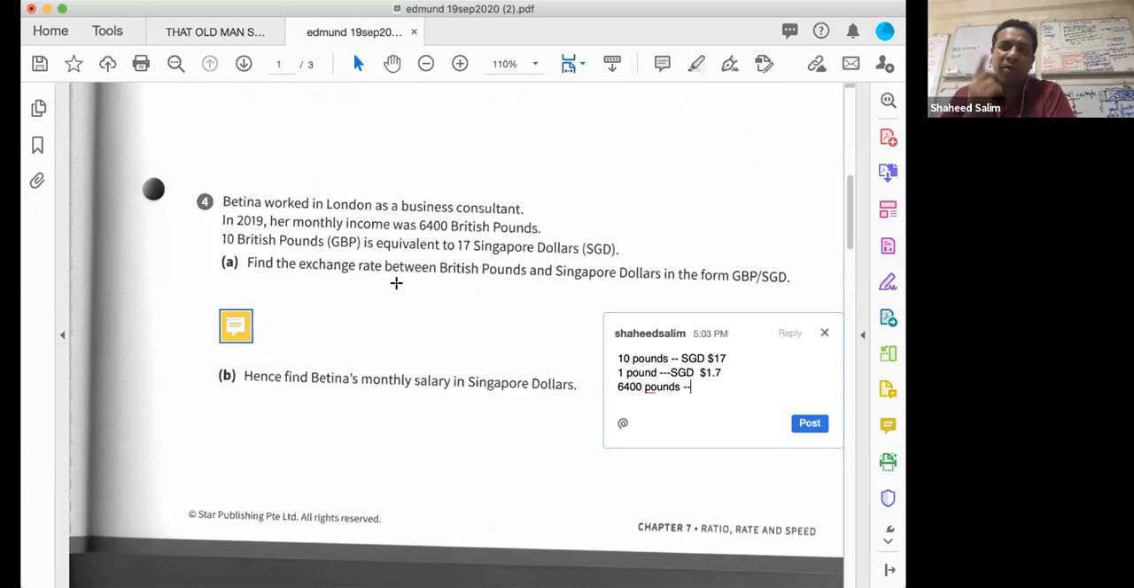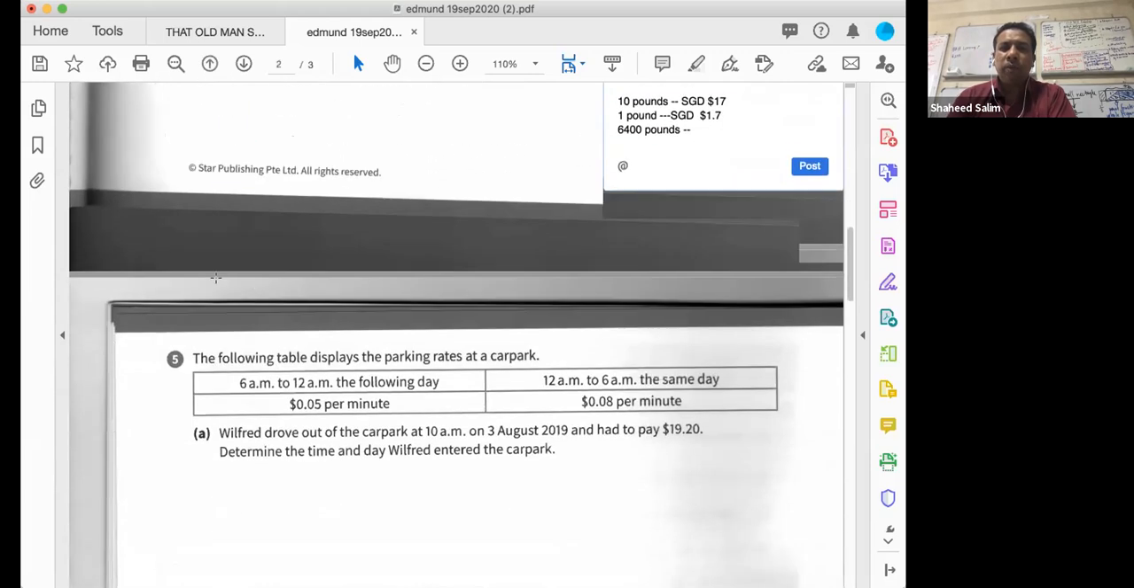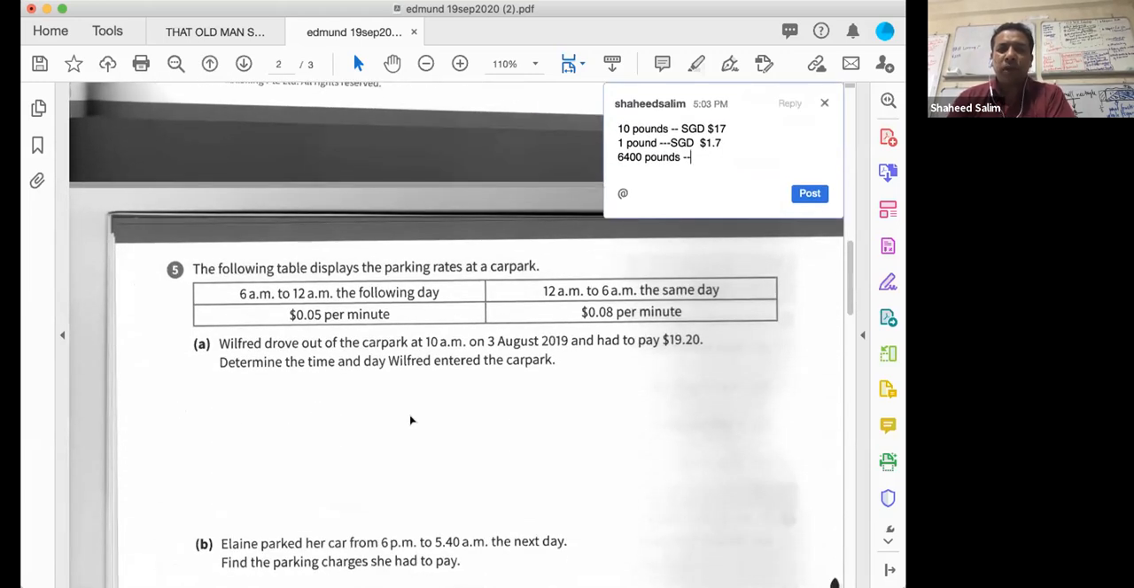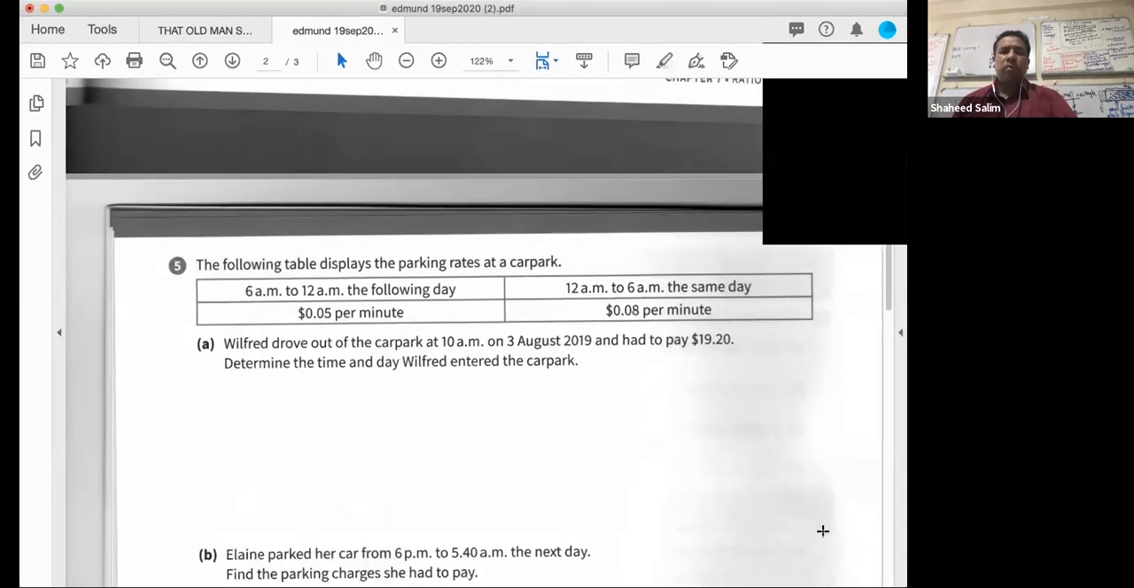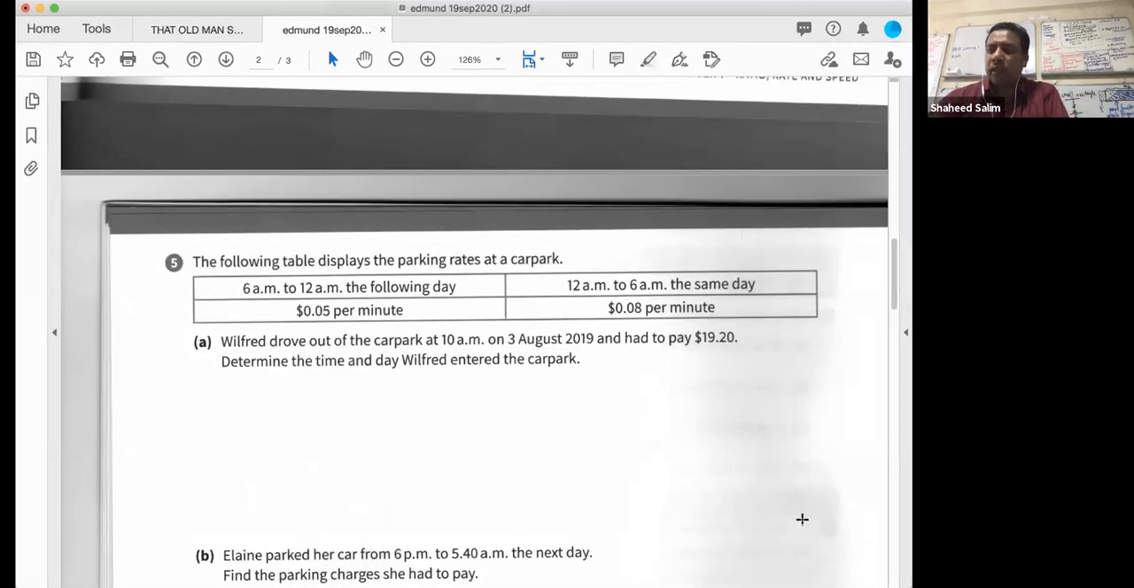If they ask you to find the exchange rate, it's like $1, 1 pound is how many dollars? Okay, so we move on to the next one. Have you done this one? Not yet, right? No. Okay, so we do straight. Again, this is things that will happen in the reality, so you must know how to do this. I think similar to P6.